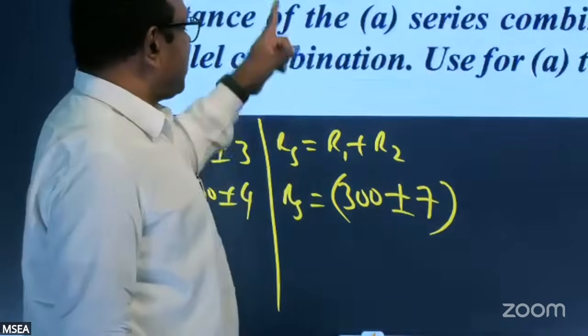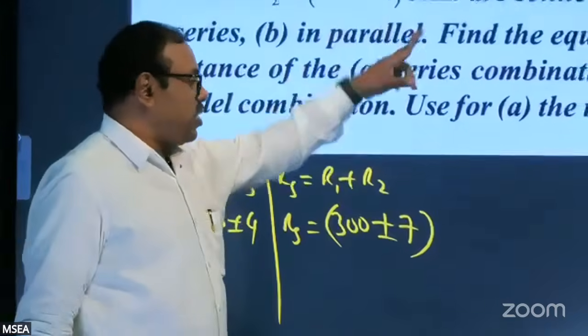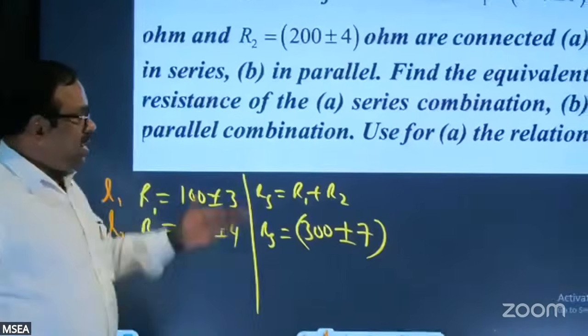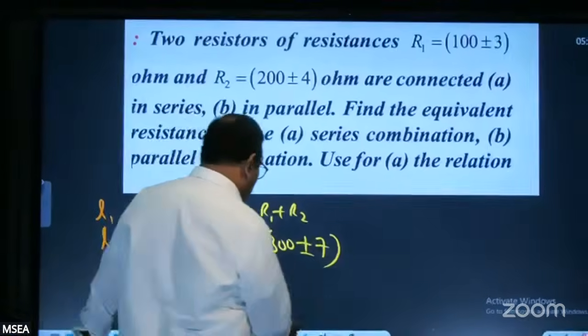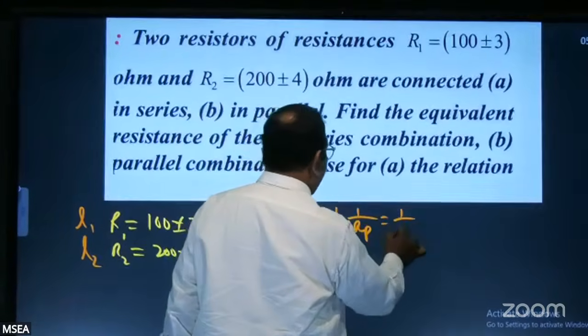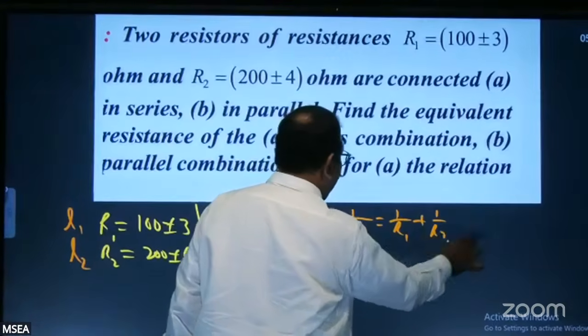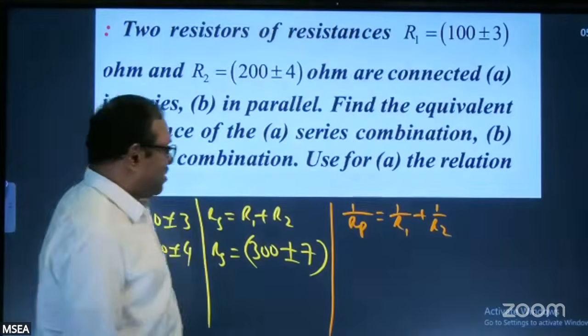So then what about the resistances in series? Simply we can take 200 plus 100, and the absolute error should be added. But now once it comes to parallel, what you have to take? Parallel means 1 by Rp is equal to 1 by R1 plus 1 by R2. So then one standard formula we get by differentiation.